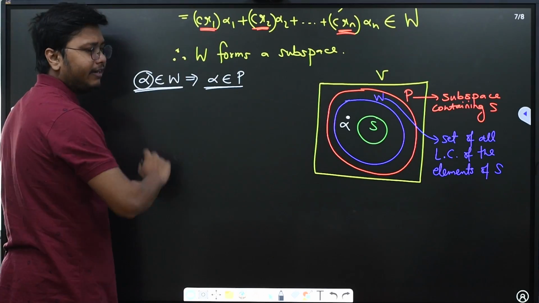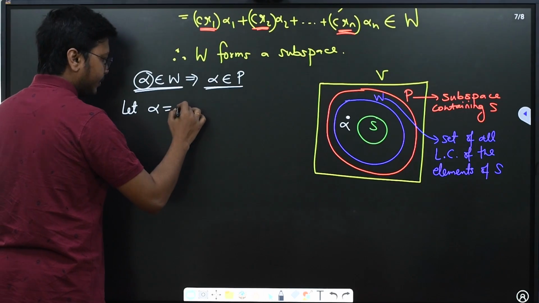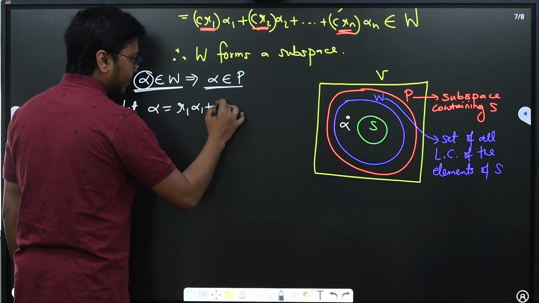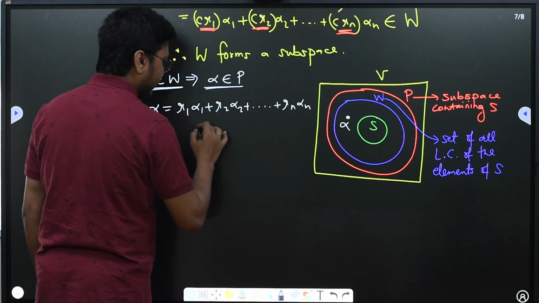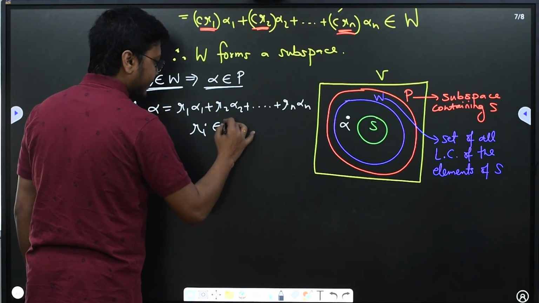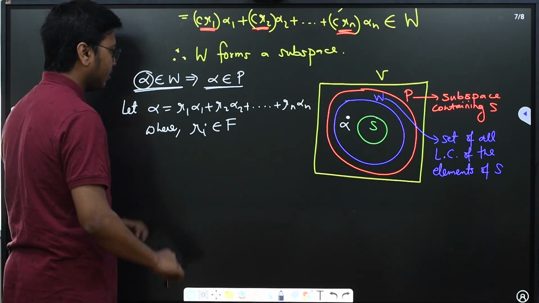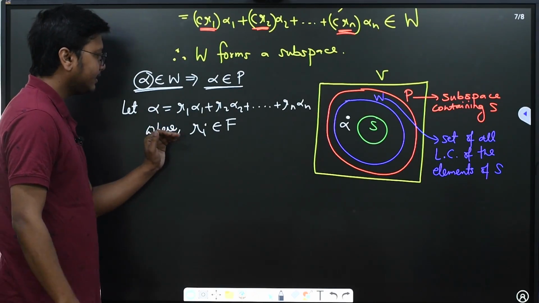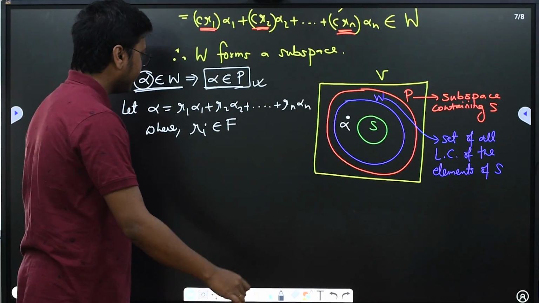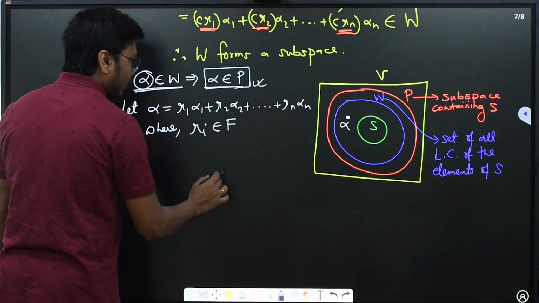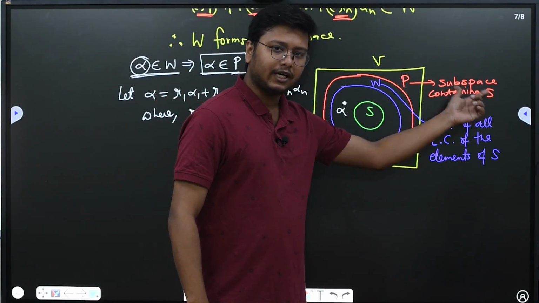I have already defined alpha before. So again I'll say that let alpha be R1 alpha 1 plus R2 alpha 2 plus dot dot dot Rn alpha n, such that Ri has been taken from the field. It's just the same way I have defined it before. Now I want to show that this also belongs to the P set. This is what I want to show. Now P is a subspace that I have already declared, which contains S.